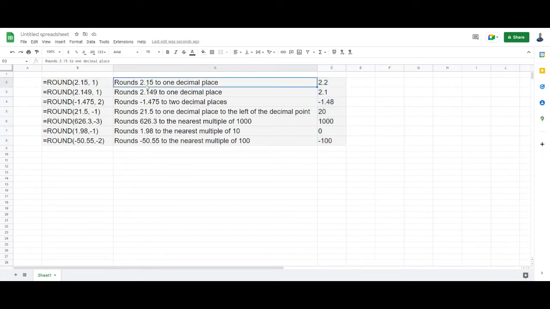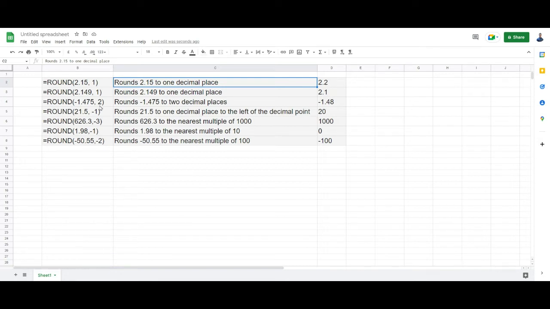Okay, so basically this segment in the middle is to explain how you actually use the ROUND function. The first part is the value that you want to round, and the second portion is the decimal. In this case, 2.15 rounded to one decimal, because it's a 5, goes up to 2.2. Then 2.149, of course, is less than 5, so it rounds down.